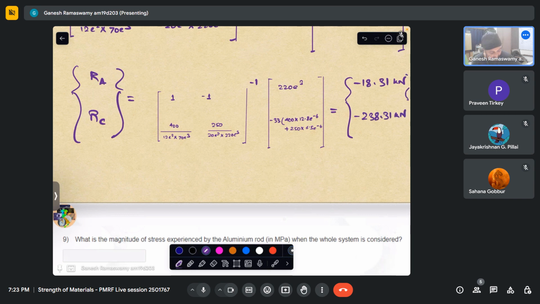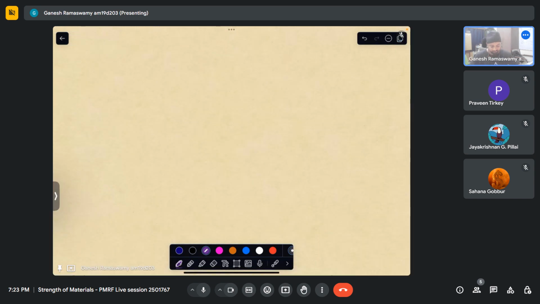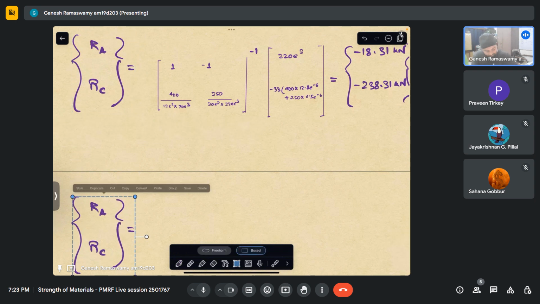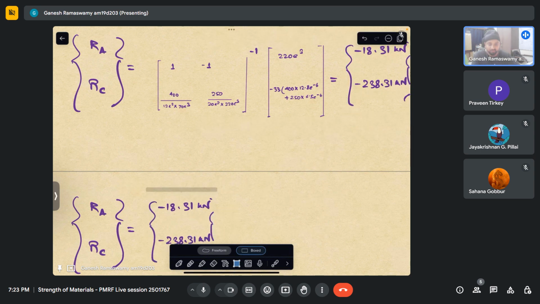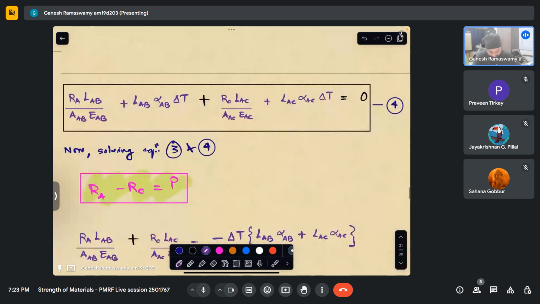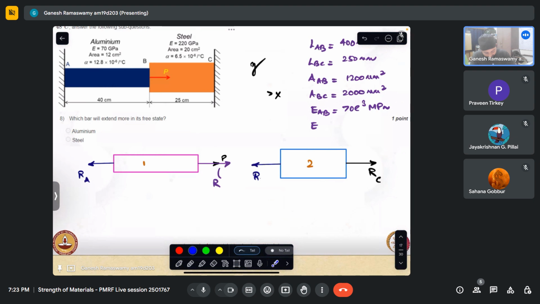So far so good. We have been able to solve for these forces. RA and RC have come out to be negative, which implies that the directions which we assumed are to be reversed. So RA would in fact be pointing this way, and this rod will be under compression instead of tension. I hope that is clear.